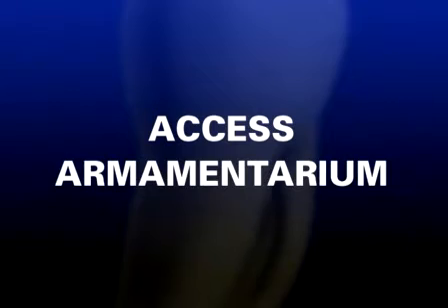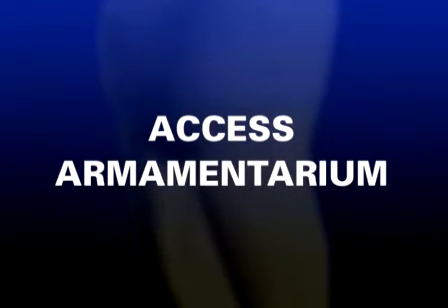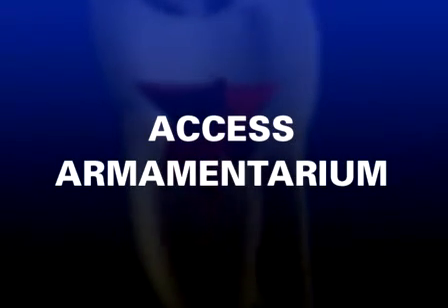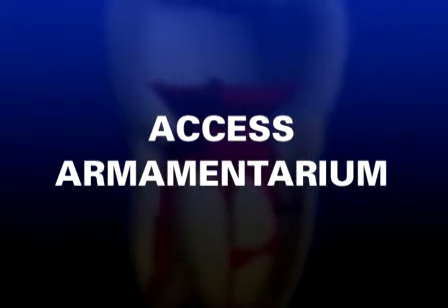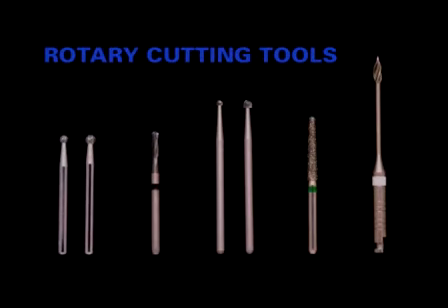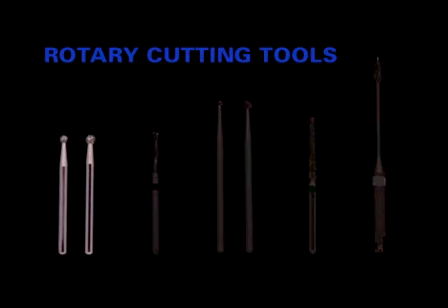The armamentarium for access cavities is relatively simple. Typically, just 3 or 4 instruments can accomplish the task. When dealing with tooth-colored restoratives, we need to use a number 2 or number 4 round diamond bur. A number 2 round diamond bur is good for bicuspid teeth and anterior teeth, whereas the number 4 would be used in molar teeth.